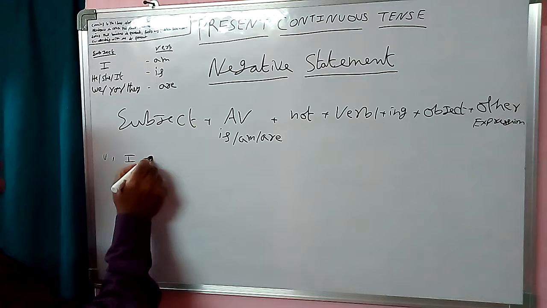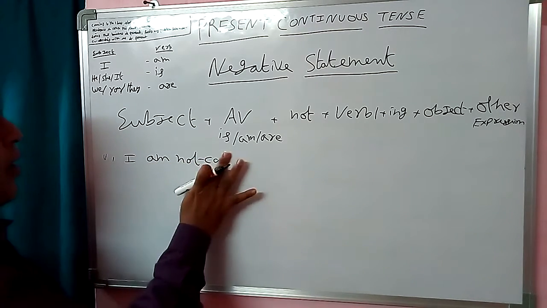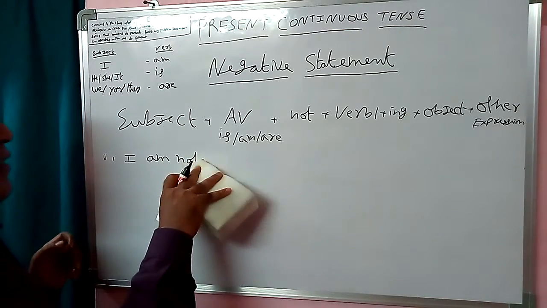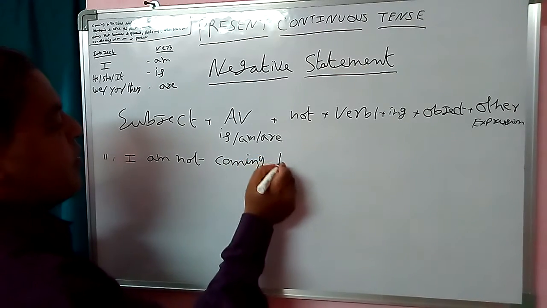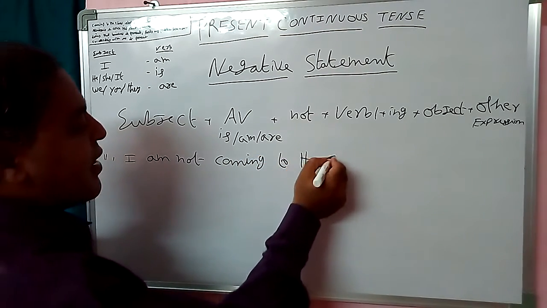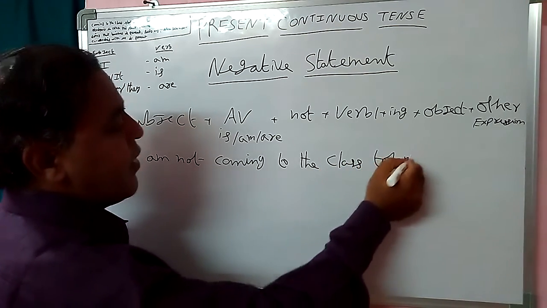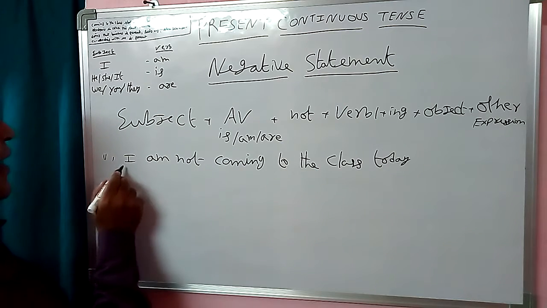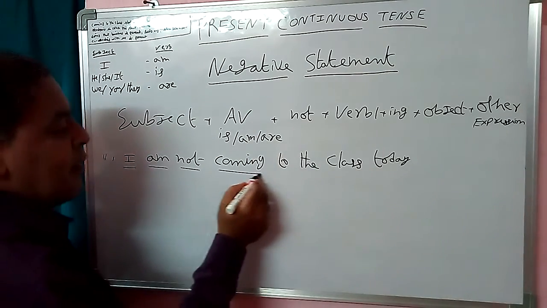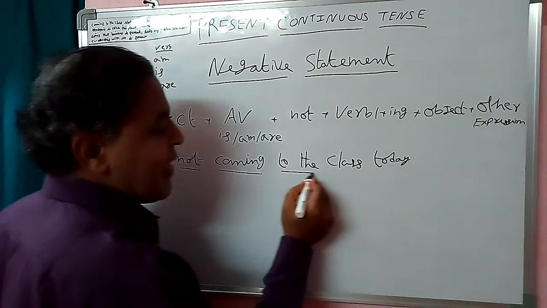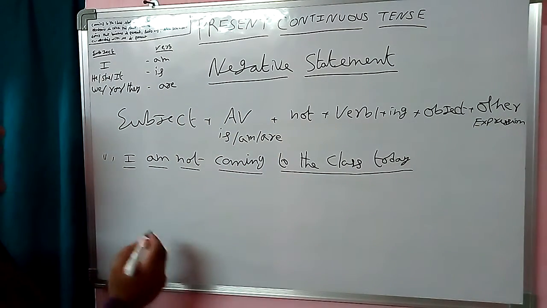I am not coming to the class today. I, subject, am, auxiliary verb, not, coming, verb 1 plus ing, to the class today, object and other expression. I am not coming to the class today.